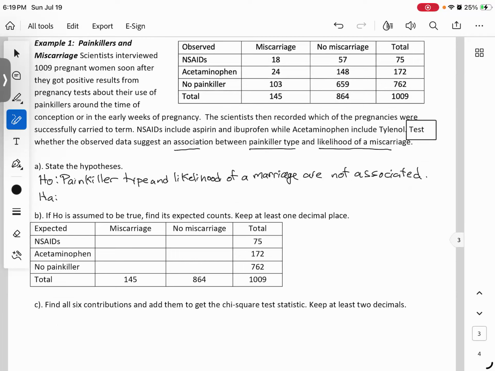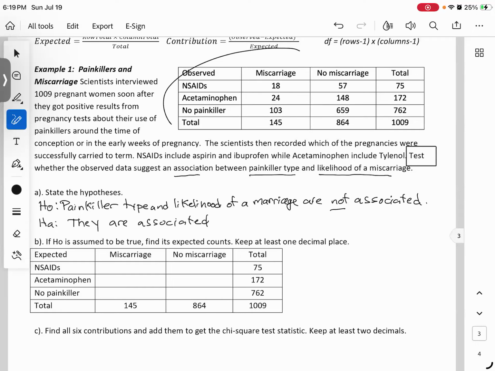And then what someone is arguing for is that they are associated. That maybe if you use one type of drug option, or maybe none at all, you're going to see a higher proportion of that group with more miscarriages. And since we've already specified the main context in HO, for this one we can keep it really short and just counter it by saying the opposite: they are associated as opposed to not. So the not will always go with your HO, and then your HA is going to counter and say, no, there is going to be some sort of difference between the groups.